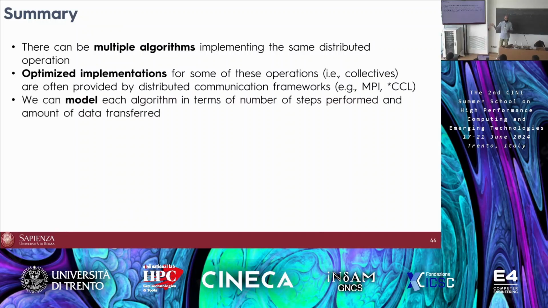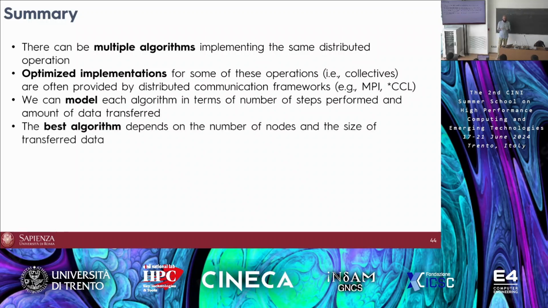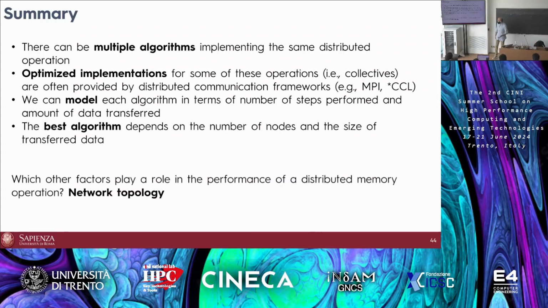We can model these algorithms in terms of number of steps and bytes transferred, and the best algorithm usually depends on the number of nodes and the size of the transfer. So which other factors play a role? We just say that we have this n and beta, alpha, and so on. This also depends a lot on the network topology that you have. But that's going to be more complicated to model. If you want, I can talk about that offline.